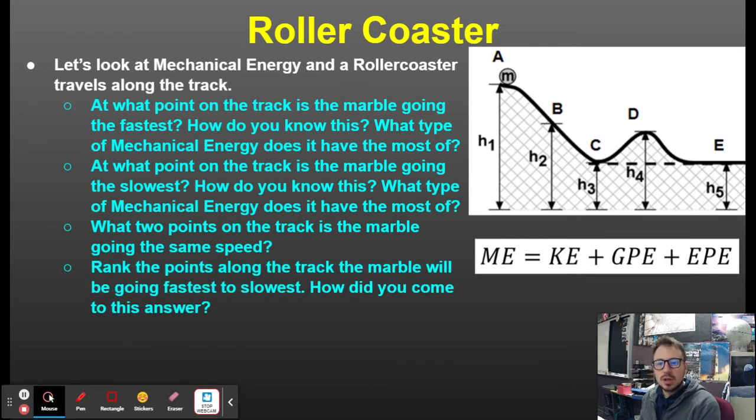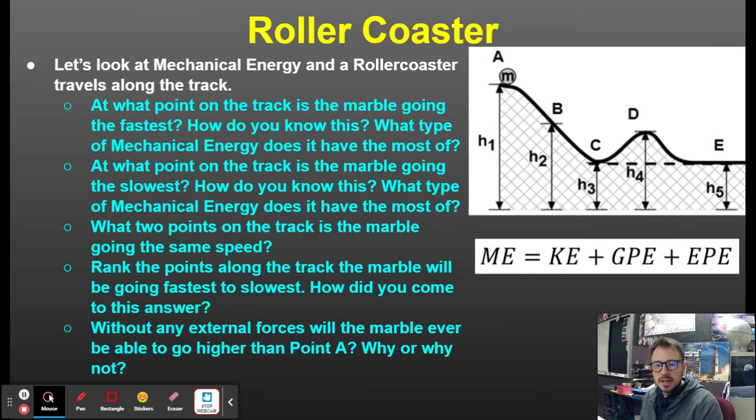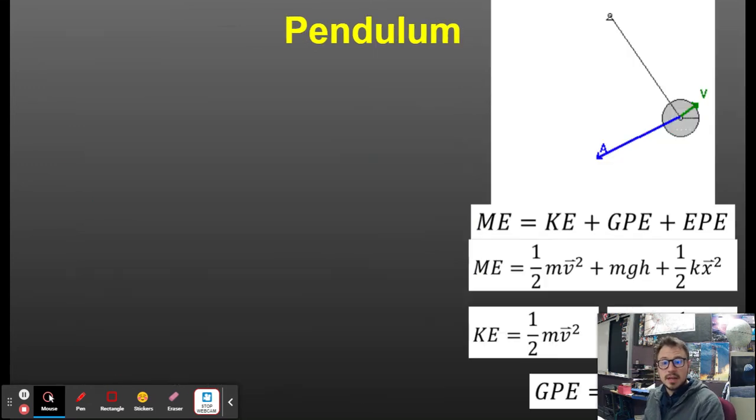So rank the points along the track, the marble going fastest to slowest. How did you come to this answer? So we're just going from the bottom to the top. C and E are going the fastest because they're at the lowest point. They're going the same speed. Then it goes D, then B, and then A, it's going the slowest. So without any external forces, will the marble be able to go higher than point A? Why or why not? Well, no, because that's where all the mechanical energy is. If it starts at rest, that's all that mechanical energy.